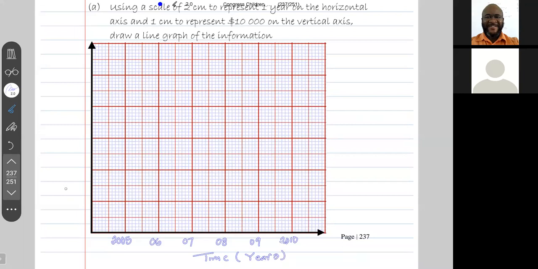Over here is income, and the income is in thousands of dollars. It's 1 centimeter to 10,000. So this is 10,000, 20, 30, all the way up to 100,000.